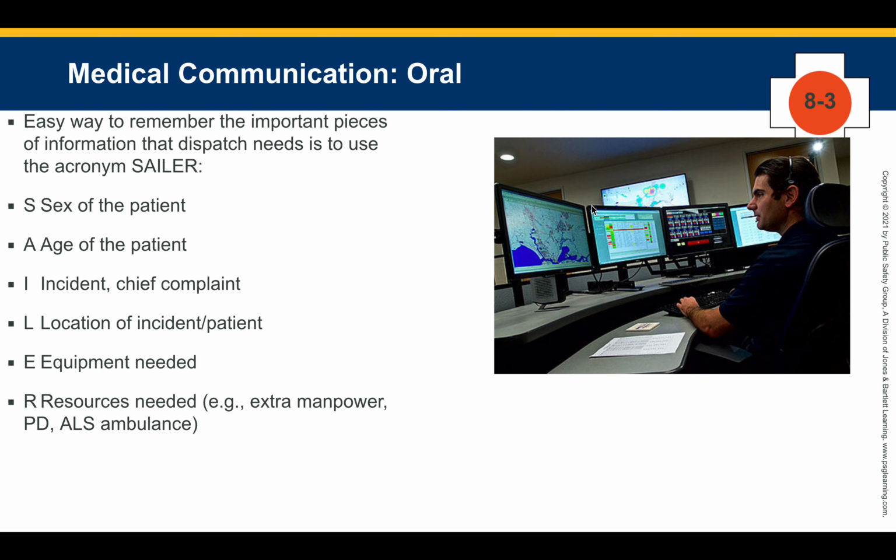And another acronym here, because we all love acronyms: SAILOR. So sex, age, and incident, which would also be like a chief complaint, location of them, and then again, any equipment needed that you might not have on your ambulance or whatever you're responding with, and then any additional resources. So do you need extra manpower? Do you need a police department or security, or do you need an ALS ambulance for a life-threatening emergency? That's basically what we get, right? So, for example, a lot of that will come in a dispatch tone.